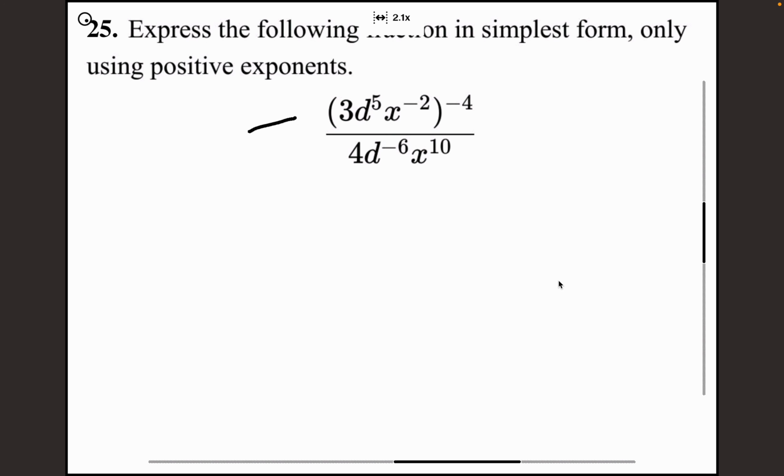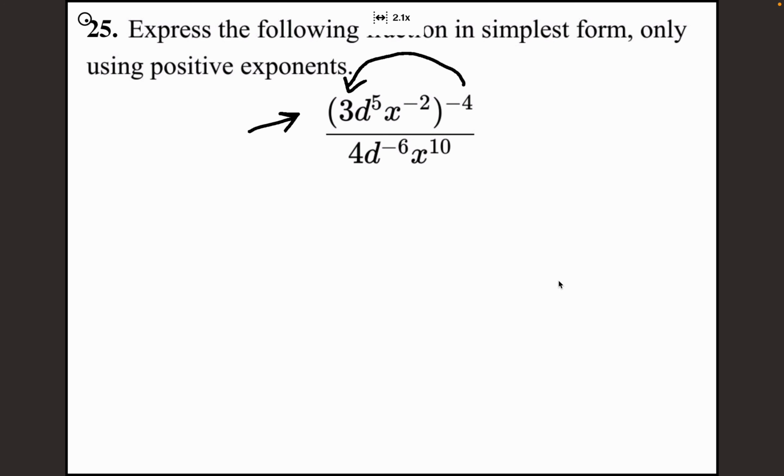First thing I need to do is get rid of my parentheses. So I need to deal with what's on the top. So I'm going to apply the power of -4 to my 3, to d to the fifth, and to x to the negative 2 power. So when you do this, you want to make sure that you apply the negative number.